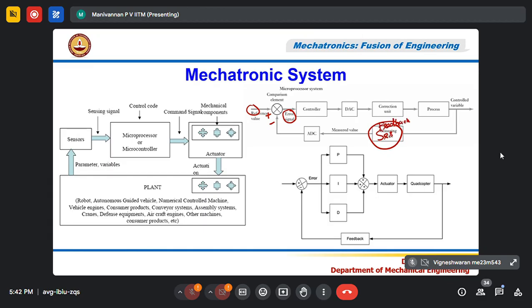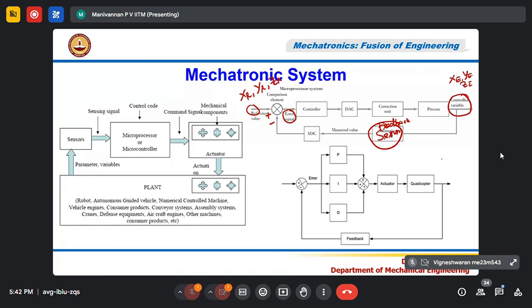Feedback sensor, which measures the system output, correct? System output in case of a robot means it is going to find out the end effector position XE, YE, ZE. What is my reference input? I give XR, YR, ZR.